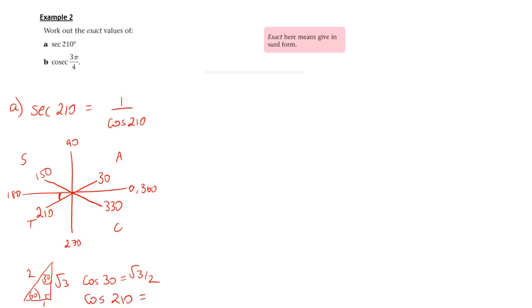And I can see that that is in the T quadrant. So only tan in that quadrant is positive. Cos would be a negative value. So I now know that cos of 210 is minus root 3 over 2.